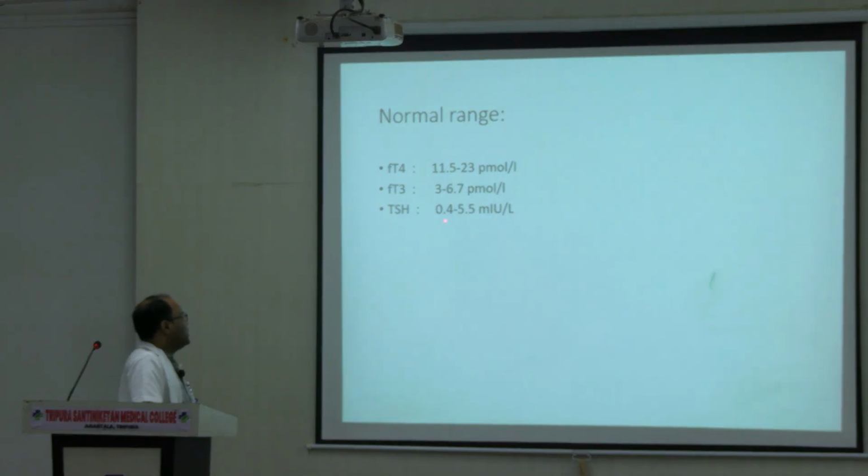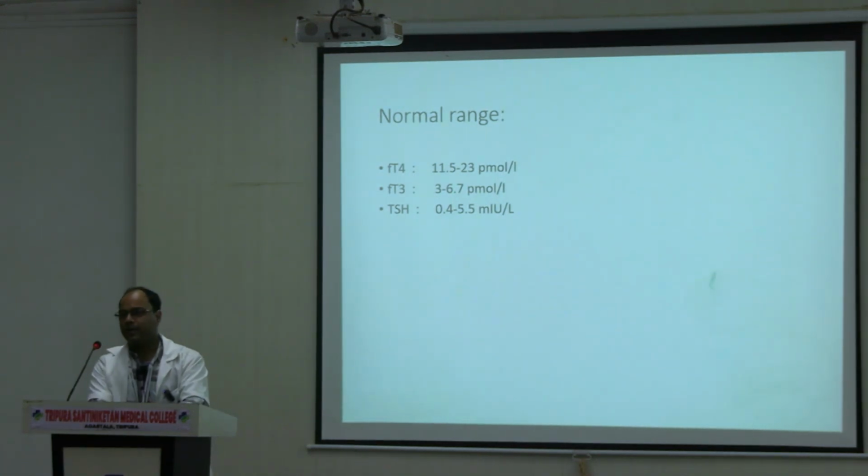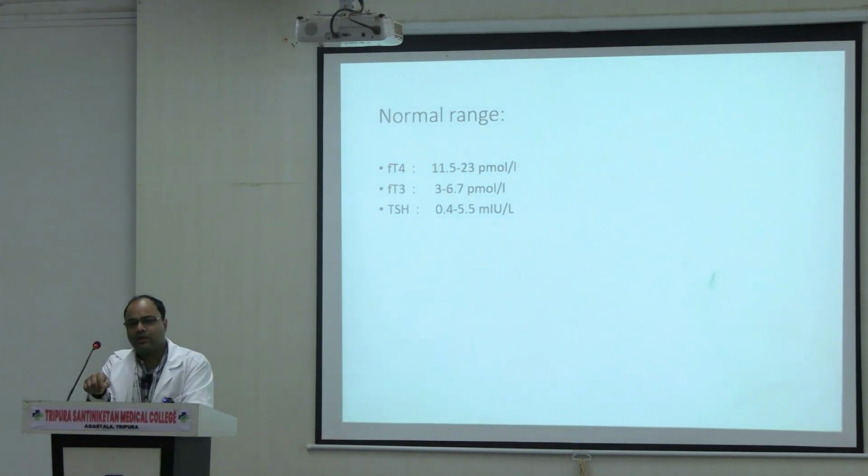Normal range of TSH, please remember, 0.4 to 5.5 mIU per liter, milli international unit per liter. Free T3 is 3 to 6.7 picomole per liter. Free T4 is 11.5 to 23 picomole per liter. Although this is defined by the laboratory, so please go for one standard textbook like Harrison. Right now, what your teacher taught in your particular classes, you follow them.